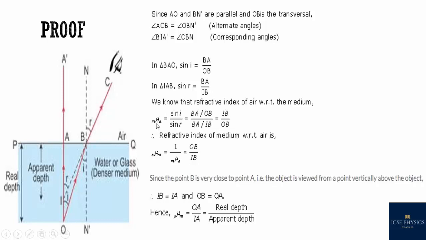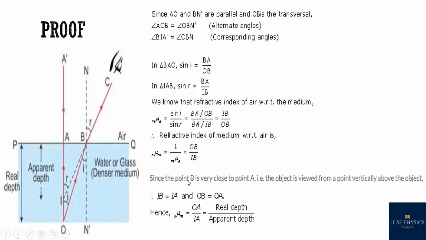Now, suppose we want the refractive index of a medium with respect to air, how can we calculate it? It's the reciprocal of the other one. So refractive index of medium with respect to air is 1 by refractive index of air with respect to medium. So this one was the refractive index of air with respect to medium, and the reciprocal will be OB by IB.